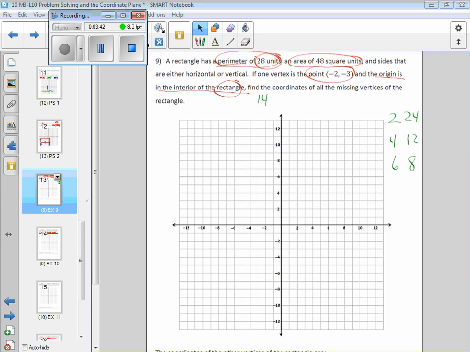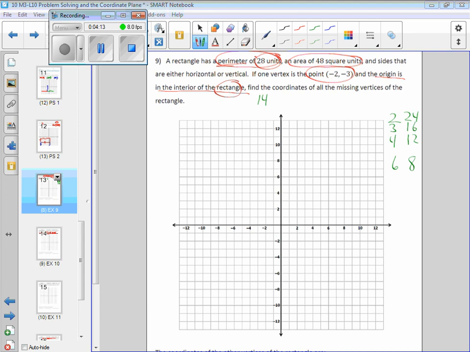There's one in between if that helps you. There's one in between 2 and 24 and 4 and 12. Kind of got to know your multiplication facts. 3 times what makes 48? Sujata. 3 and 16.